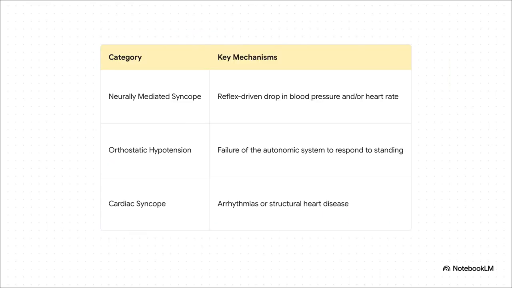Okay, so this is your mental model. When that patient comes in, you're immediately trying to figure out which of these 3 buckets they fall into. Is this a reflex problem where the wiring got crossed? Is it an autonomic failure where the system just doesn't respond? Or, and this is the one we absolutely cannot miss, is the heart itself the problem? Is there an arrhythmia or some kind of blockage?